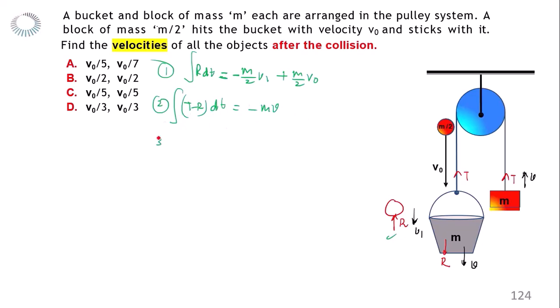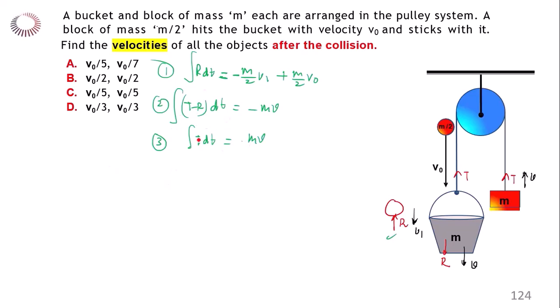And for the third situation, again the upward impulse is T. So the integration of T dt should be equal to the value of the total momentum in the downward direction. So what is that downward value? That should be equal to mv. So again positive now. Final momentum is positive, so m into v. So these are the three equations.